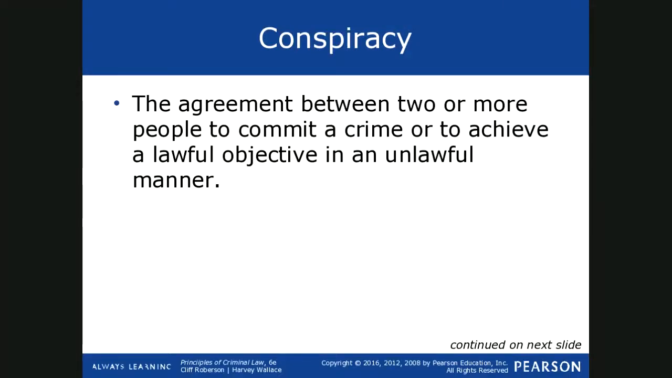Alrighty, in our last session we covered attempts and solicitation, and in this video recording we're going to talk about conspiracy, accomplice, and accessory. So a conspiracy basically is an agreement between two or more people to commit a crime or to achieve a lawful objective in an unlawful manner. So let's look at an example.